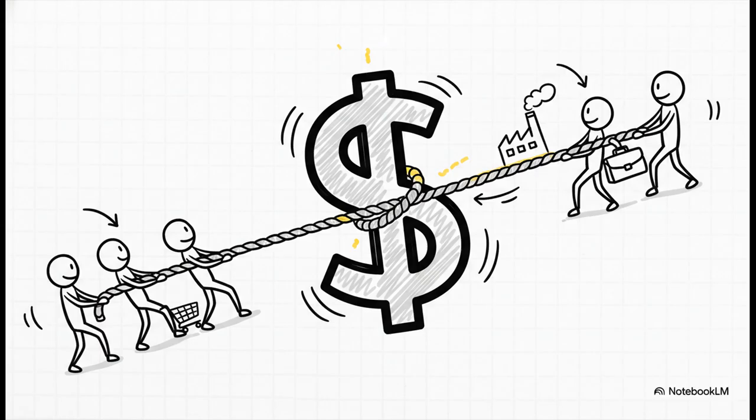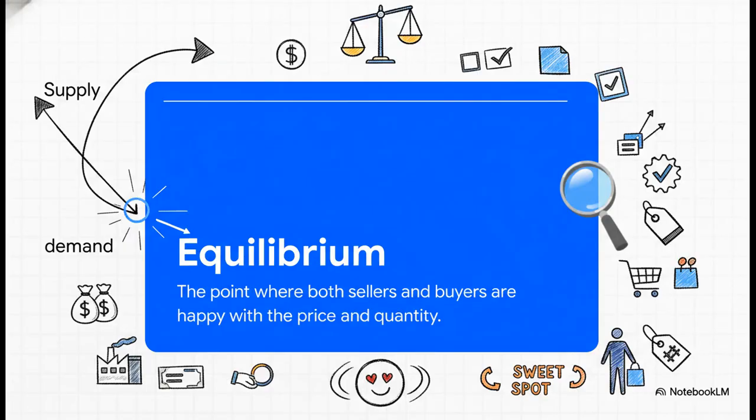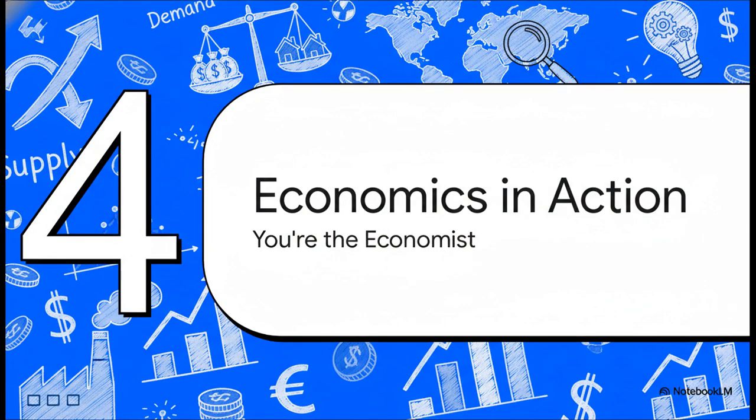So, where does the rope finally settle? It settles at this amazing point that economists call equilibrium. Don't let the fancy word fool you. All it means is the sweet spot. It's the one price where the amount of stuff we want to buy is exactly the same as the amount of stuff they want to sell. The tug-of-war is perfectly balanced. Everyone's happy.